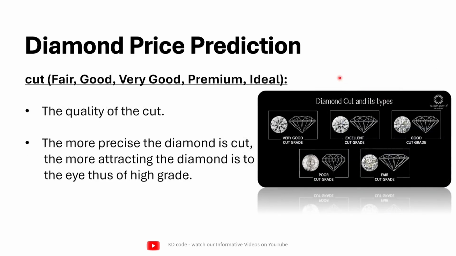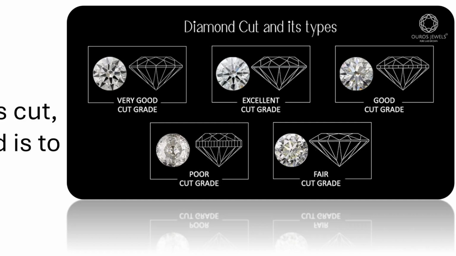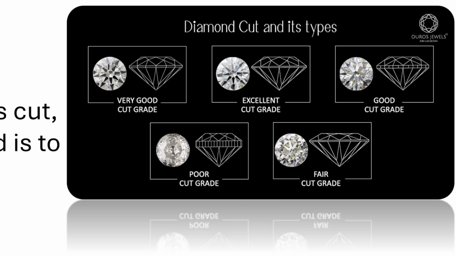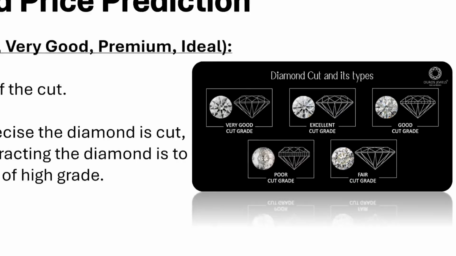And the second attribute is cut, which is the shape of the diamond. It will be more attractive to our eyes if it has a more accurate and precise cut. If you see this image, let me zoom it. Here 5 types of cuts are mentioned, and if you observe this one, it has a clear and accurate cut compared to all other diamonds. So it comes under the excellent cut category, guys. And the same goes for the other categories also. Based on their cut precision and accuracy, they will go under different categories, right?